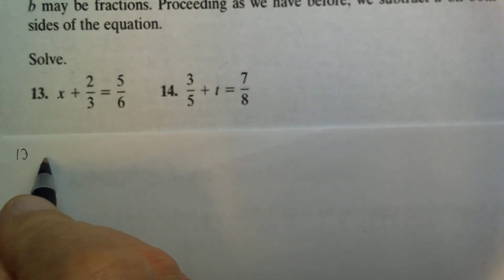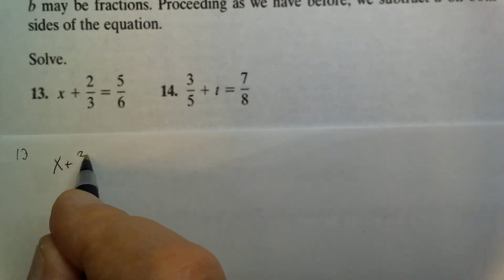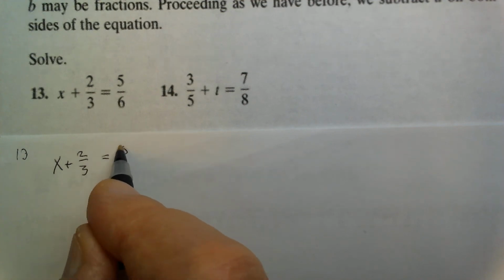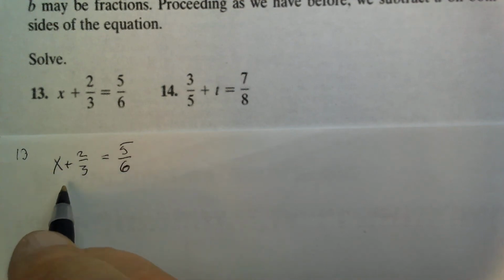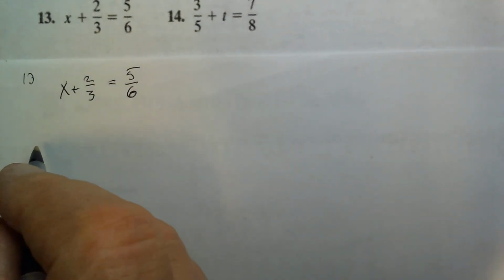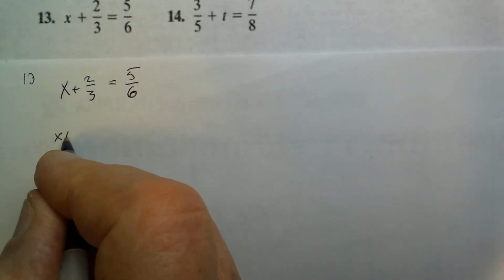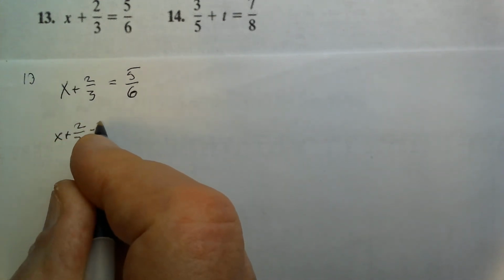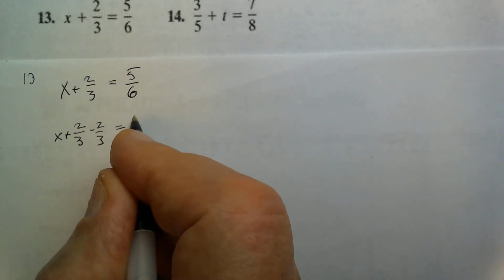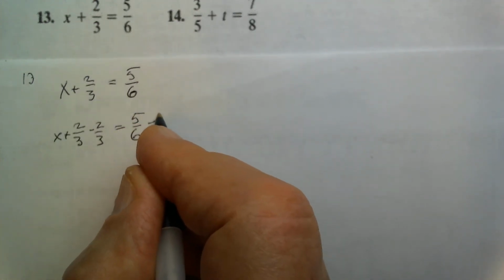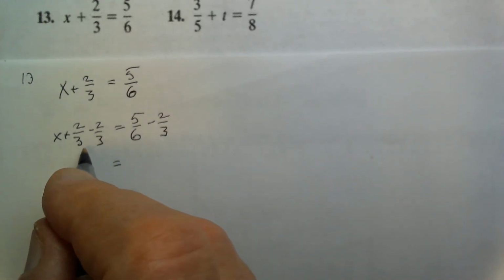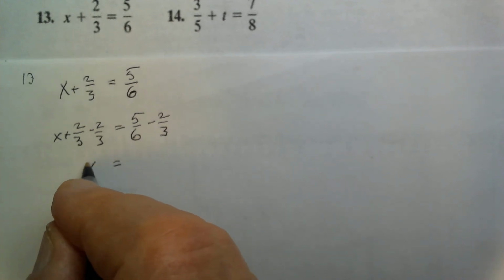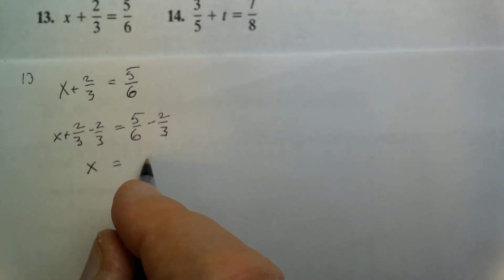We have x plus 2/3 equals 5/6. So we need to subtract 2/3 on both sides to isolate the variable x. So we write this as x plus 2/3 minus 2/3 equals 5/6 minus 2/3. So on the left side, 2/3 minus 2/3 is 0, and x plus 0 is x. So we've isolated x. Now we need to worry about the right side.